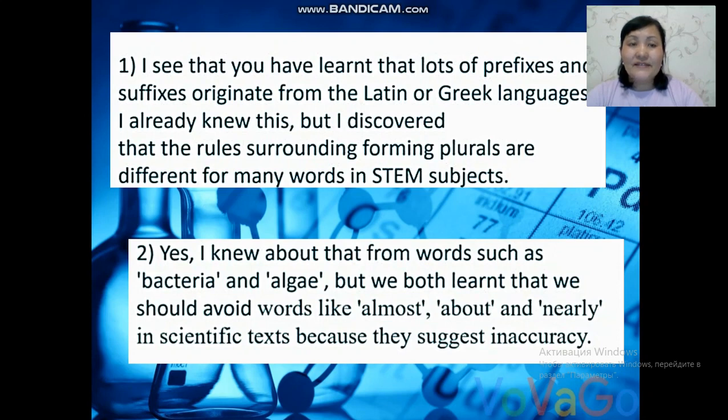The first is, I see that you have learned that lots of prefixes and suffixes originate from the Latin or Greek languages. I already knew this, but I discovered that the rules surrounding forming plurals are different for many words in STEM subjects. It's maybe your opinion. Now, the second statement. Yes, I knew about that from words such as bacteria and algae, but we both learned that we should avoid words like almost, about, and nearly in scientific texts because they suggest inaccuracy. There are 4 statements and you should choose one of them.